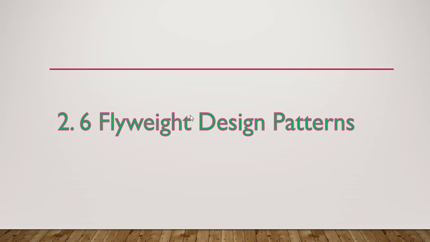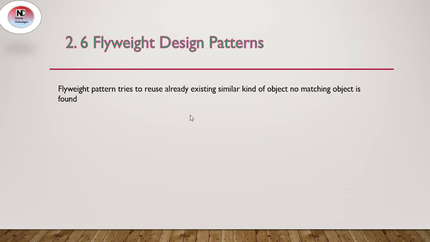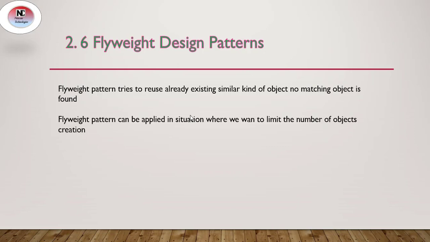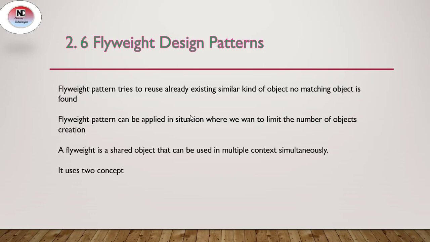2.6 option is the flyweight design pattern. What is flyweight? The flyweight pattern tries to reuse already existing similar kinds of objects, and creates a new one only if no matching object is found. It can be applied in situations where we want to limit the number of object creations. A flyweight is a shared object that can be used in multiple contexts simultaneously.